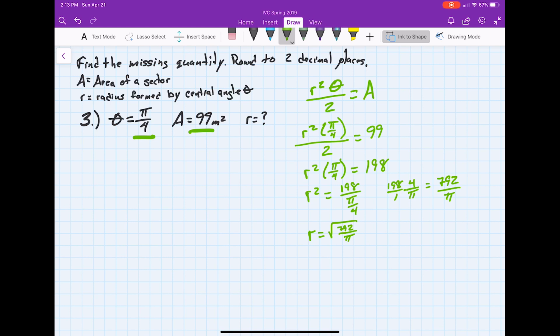That, of course, we can't do in our head. Well, at least I can't. I know there are probably some people out there who can, but that's not me. So calculator it is, and r is equal to 15.88 meters. Remember, we had 99 meters squared, so we'll be back in meters here. So meters. That's our final answer for number 3.